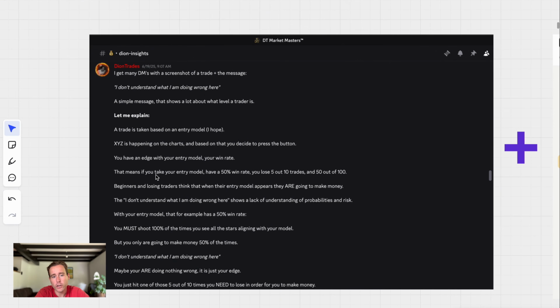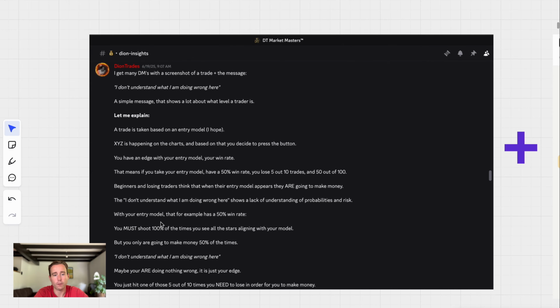That means if you take your entry model and have a 50% win rate, you lose 5 out of 10 trades, and 50 out of 100 trades. Beginners and losing traders, if you're one of those, it's okay, now we're gonna fix this. Beginners and losing traders think that when their entry model appears, they are going to make money. But the "I don't understand what I'm doing wrong here" shows a lack of understanding of probability and risk.